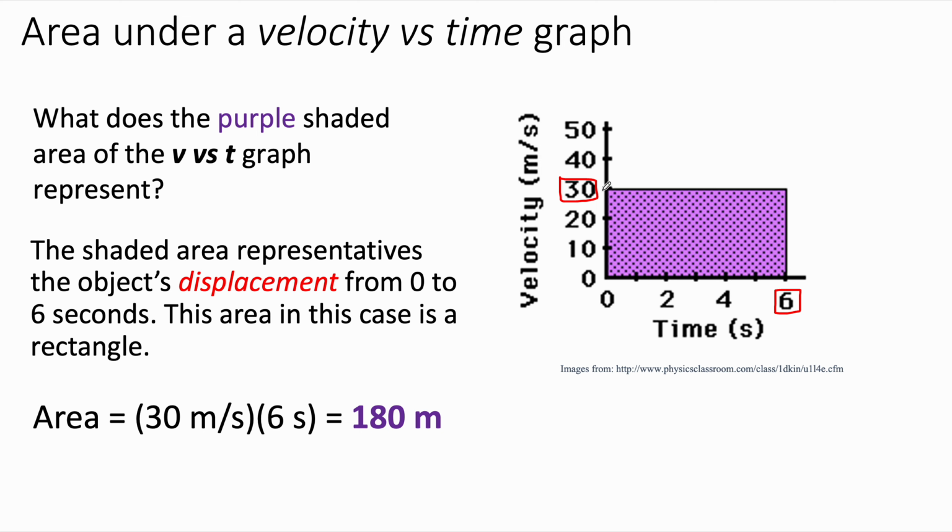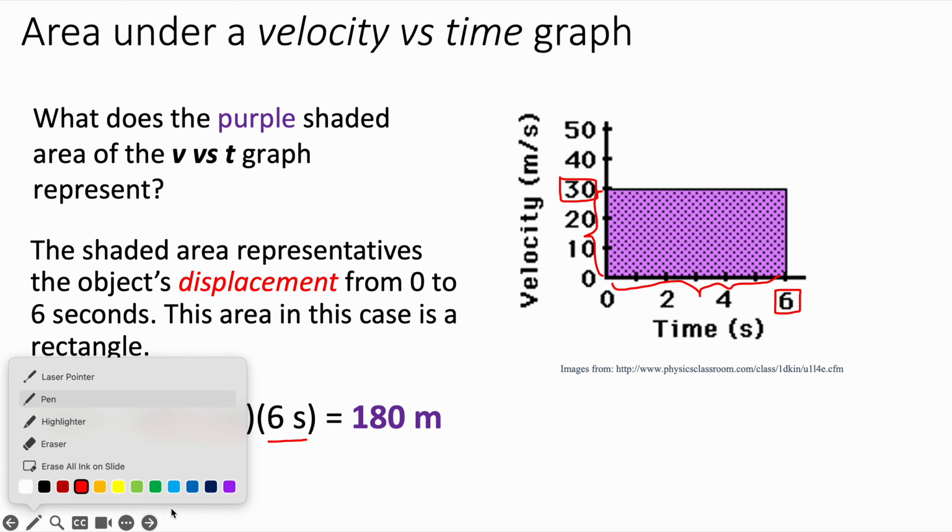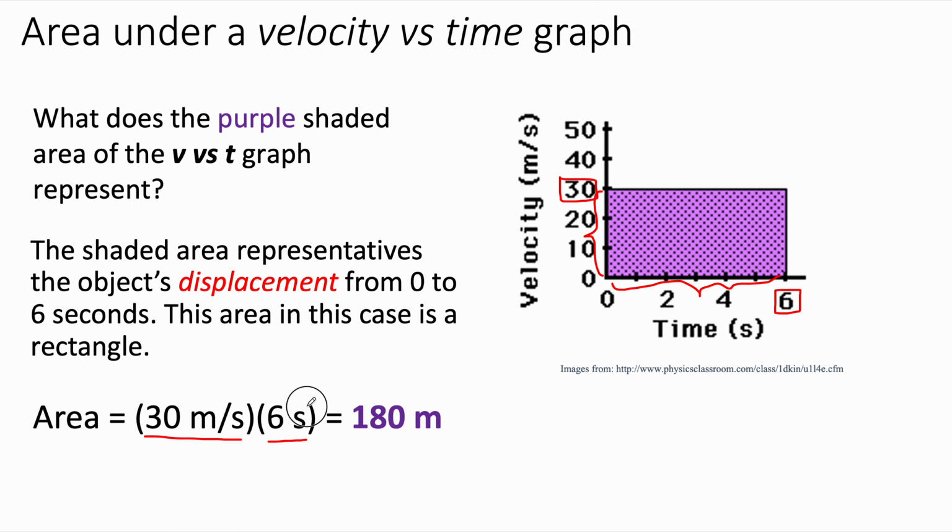This is strange. In math class, height was always just a pure number. Width was always a pure number. But in this case, the height is 30 meters per second. The width is 6 seconds. And something happens if you multiply those two. The seconds here cancel the seconds in the denominator here, and so you end up with just meters. And so the area of this thing, which is your displacement, your change in position, is equal to 180 meters.